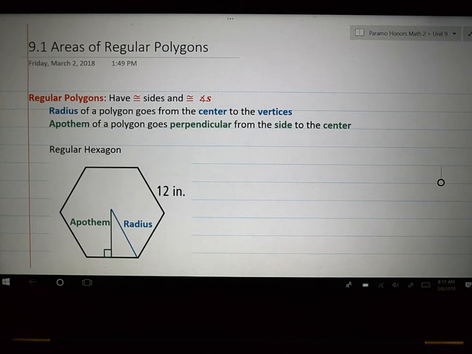We are going to start Unit 9. Unit 9 is a huge calculator unit, meaning you will need a calculator on almost every single homework assignment, and you will need a calculator for every single quiz and test question that we have. The numbers we use are kind of big.